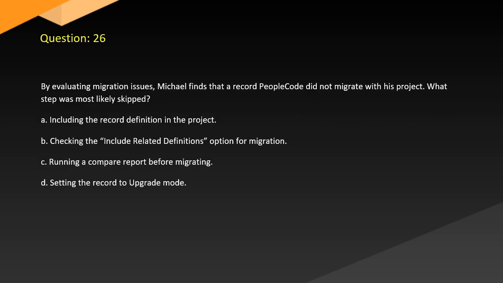Question 26. By evaluating migration issues, Michael finds that a record PeopleCode did not migrate with his project. What step was most likely skipped? A. Including the record definition in the project. B. Checking the include related definitions option for migration. C. Running compare report before migrating. D. Setting the record to upgrade mode.